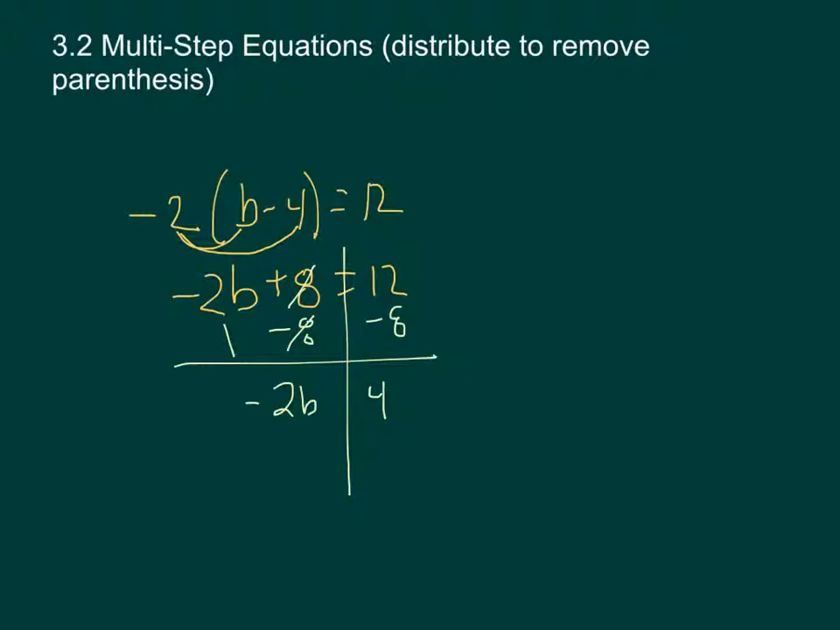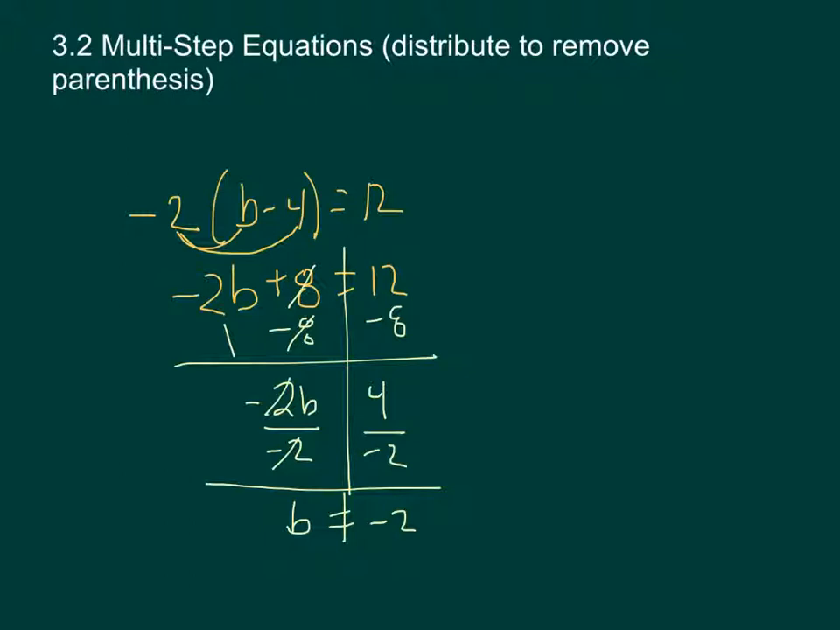Undo multiplication here by dividing by the number I want to get rid of. A lot of students forget to divide by the negative. Remember, I want to get rid of negative 2, not just 2. Okay, so I'll divide both sides by negative 2. The negative 2's cancel here. I get b equals 4 divided by negative 2, which is negative 2.